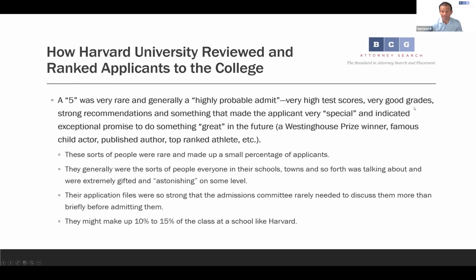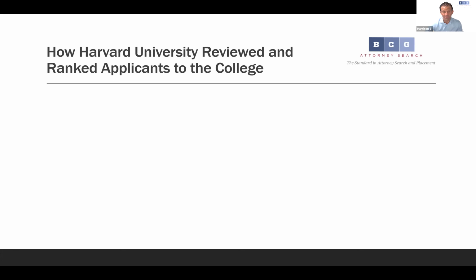And it's not enough to have just high test scores generally. It's not enough to just have good grades. You have to have other things. And these sort of people make up a very small percentage of the applicants to a school like that. I don't know what the percentage would be, but it's definitely in the low double digits or something like that. And these are the people that everyone remembers from their high school town 20 years later, because that's how well they were doing at that time. And I guess it says here they might make up 10 to 15% of the classes at a school like Harvard. So it's a very small percentage of people that are fives.